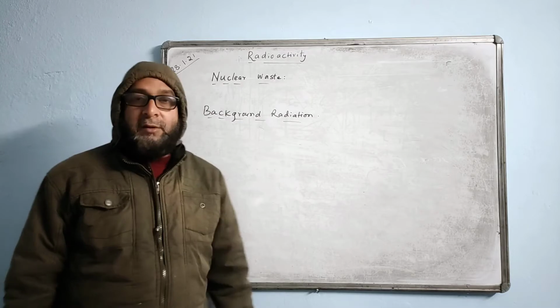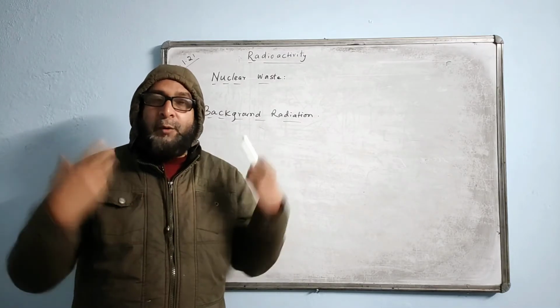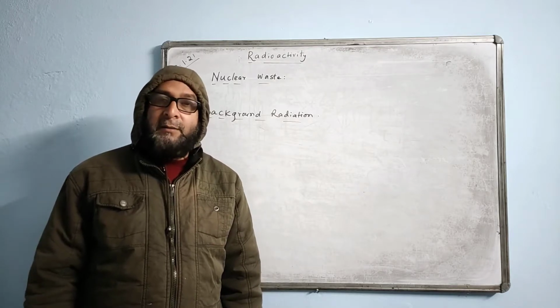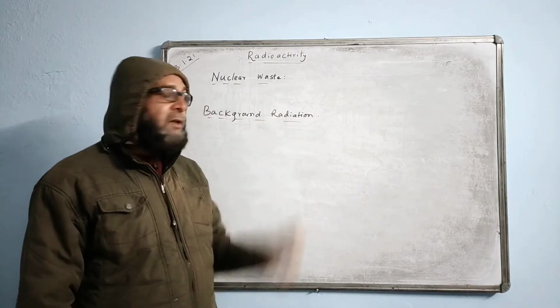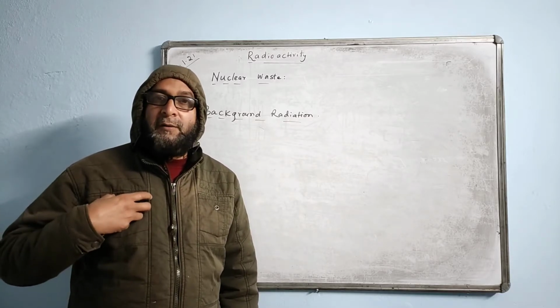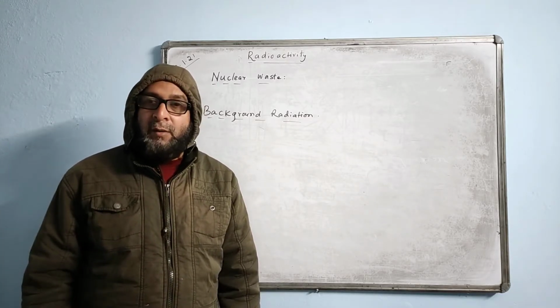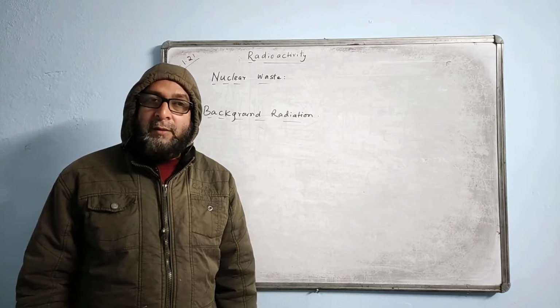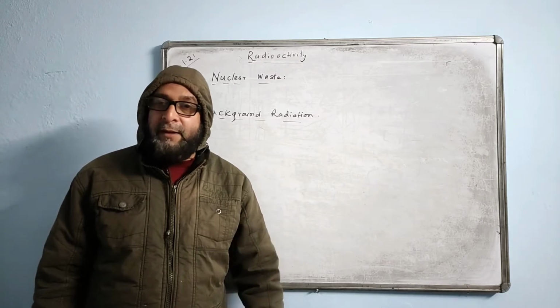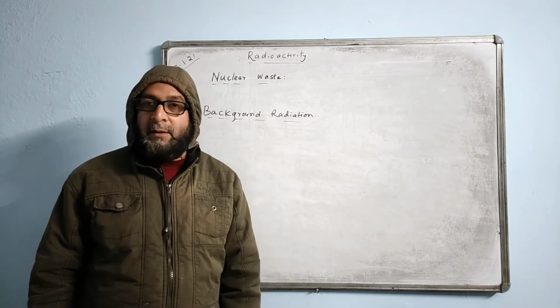This is the radiation to which we all are exposed throughout the day and even at night. It means we cannot avoid such radiations. The radiations to which we all are exposed throughout, and such radiations are unavoidable. We cannot avoid them. They are called background radiations.